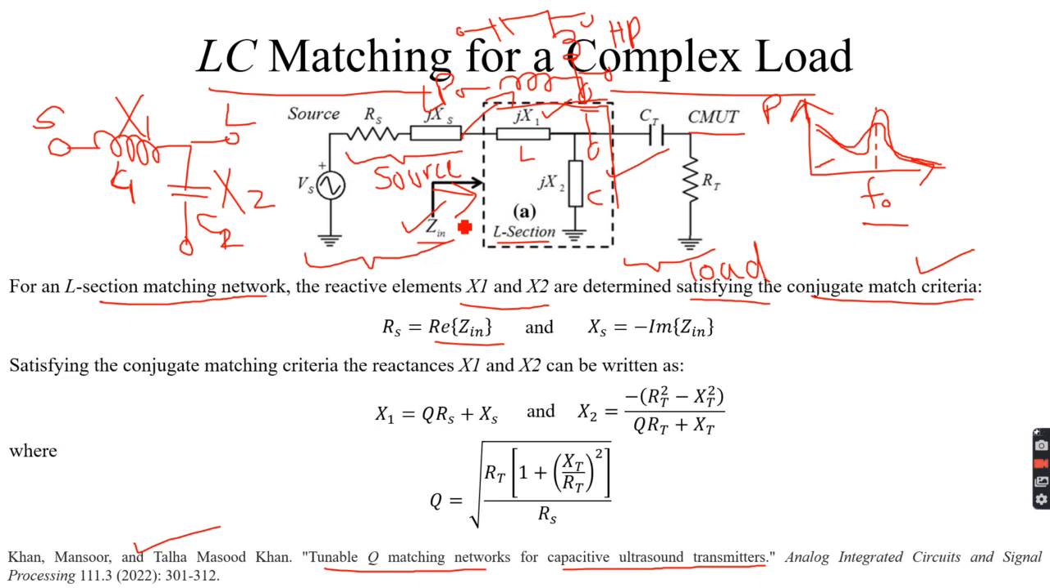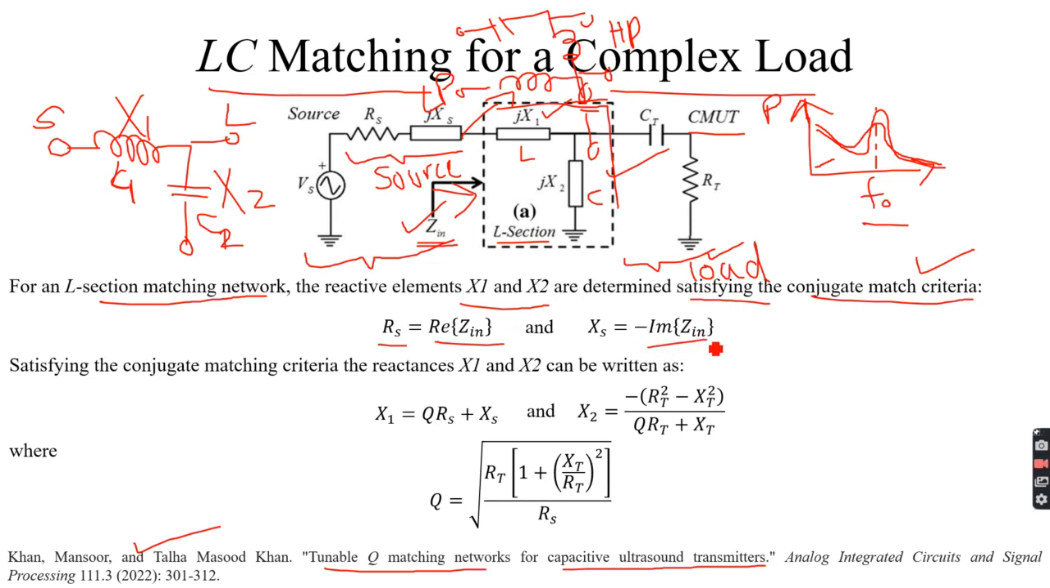You're looking from the source to the matching section, which is transforming this load, or you can say the load which is being transformed by the L section. That is the input impedance seen. That should match the source resistance.